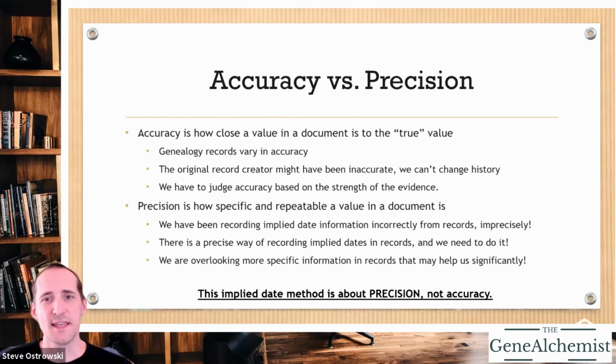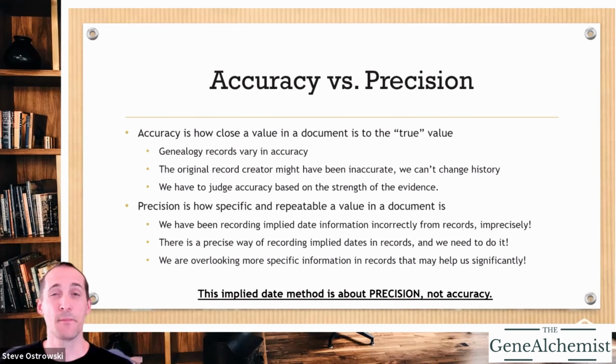When we record precisely, it means that no matter who picks up that document and records a date range that is implied in that document, it will be recorded the same way. And that's not what we're doing today. We have people recording things like about 1838, around 1840, between 1840 and 1841, which sometimes are not what the document is actually stating, and I'll be showing that. So we are overlooking the more specific information that is in these records that we already have today, and that might help us significantly.